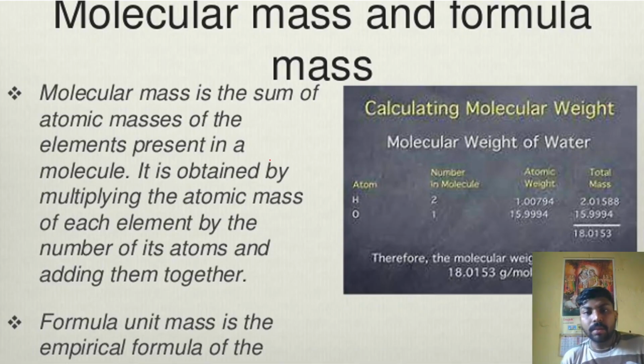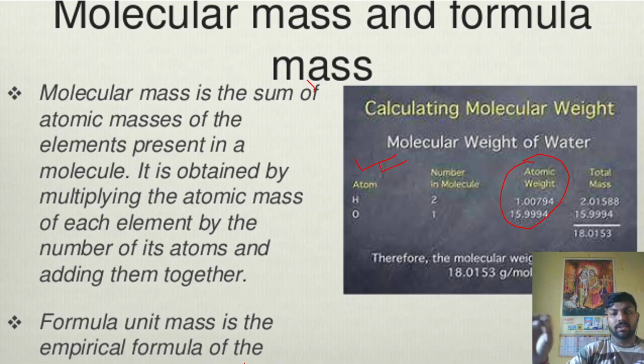Now let us move to molecular mass and molecular formula mass. As I told you, molecular mass is the sum of the atomic masses of the elements present in a molecule. It is obtained by multiplying the atomic masses. Here you can see the molecular weight of water, and the atomic weight mentioned is 1.007, the exact value. But we do not take so many decimal places; we take whole numbers. For hydrogen you take 1 u, and for oxygen you take 16 u.